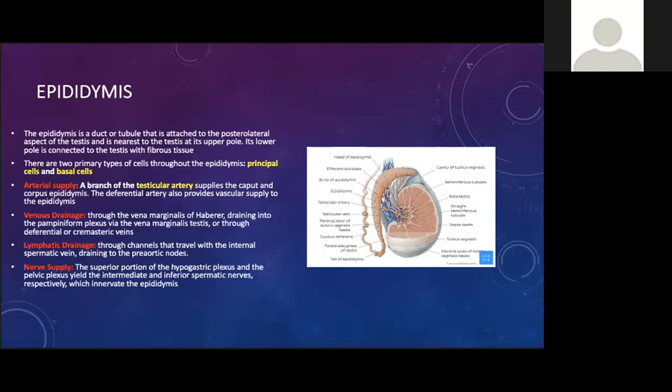Lymphatic drainage is through the channels that travel within the internal spermatic vein, draining to the pre-aortic nodes. The nerve supply is the superior portion of the hypogastric plexus and the pelvic plexus, which yield the intermediate and inferior spermatic nerves, respectively, which innervate the epididymis.